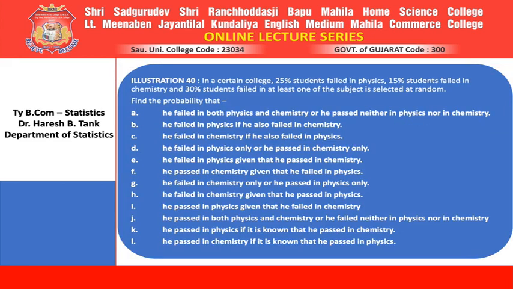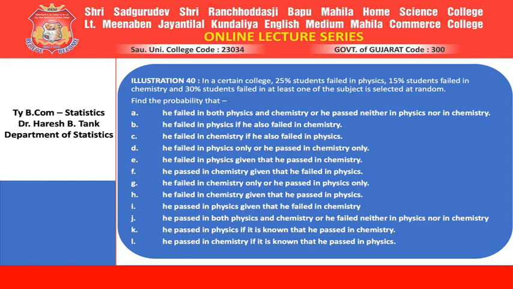In a certain college, 25% of students failed in physics, 15% of students failed in chemistry, and 30% of students failed in at least one of the subjects. A student is selected at random. Find the probability that... there are plenty of examples in this case. First one, he failed in both physics and chemistry. Or the same question can be asked as he passed neither in physics nor in chemistry.